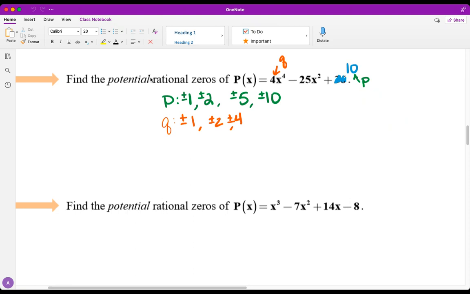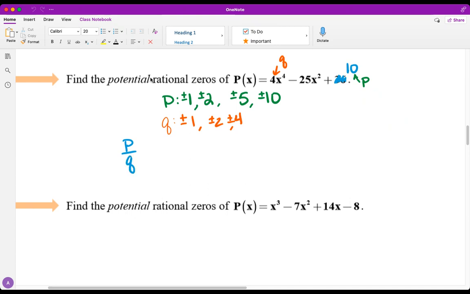Okay, last step was to combine P's and Q's together into a new list. This new list is made up of all the P's divided by all the Q's. So we're going to do that very carefully here, one at a time. I'm going to take the first P and divide it with all of the Q's.